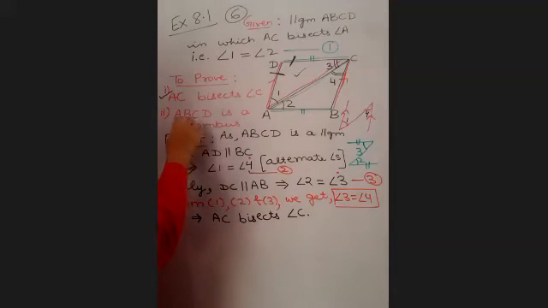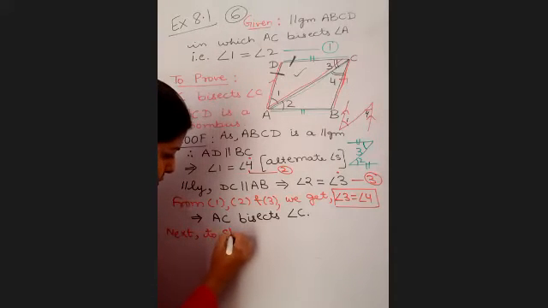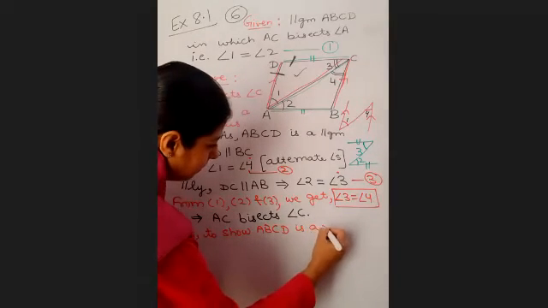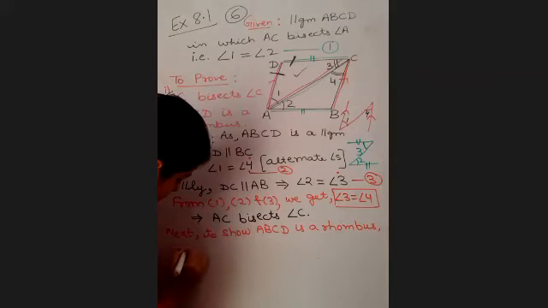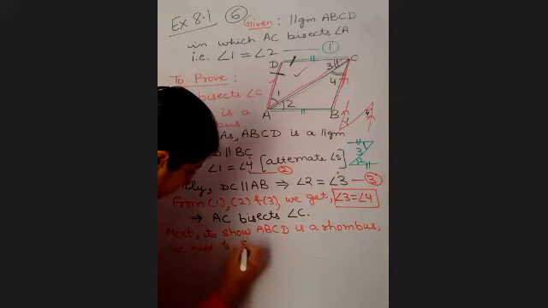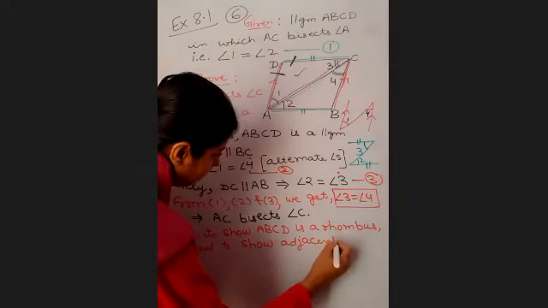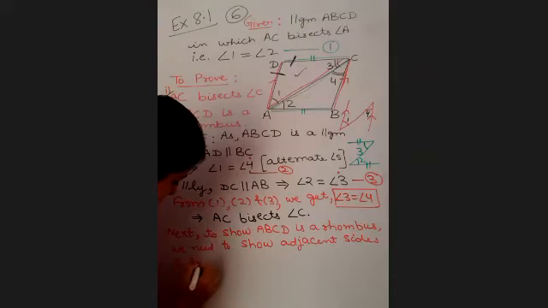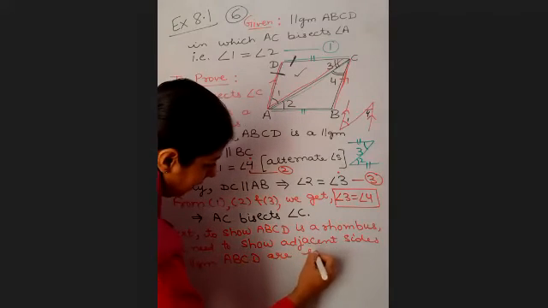Next, we need to show that this is a rhombus. Next, to show ABCD is a rhombus, we need to show adjacent sides of parallelogram ABCD are equal.